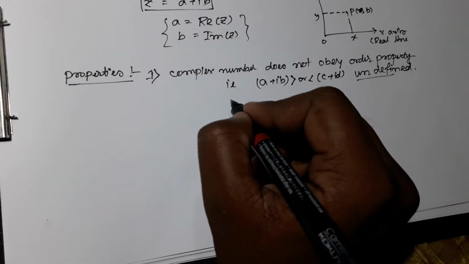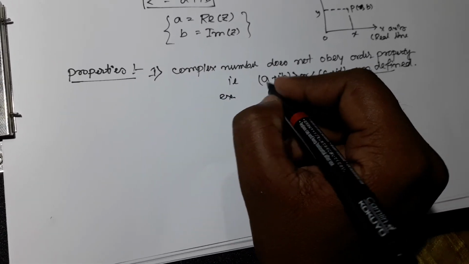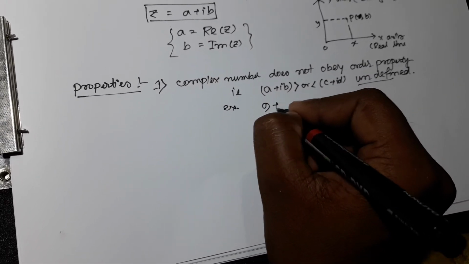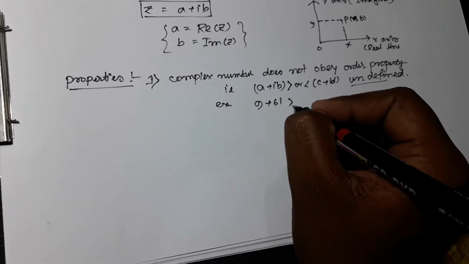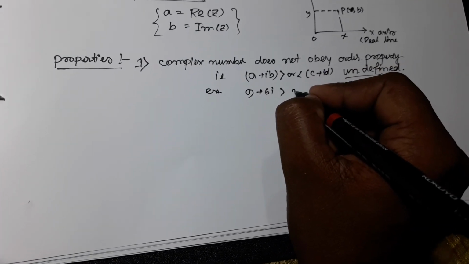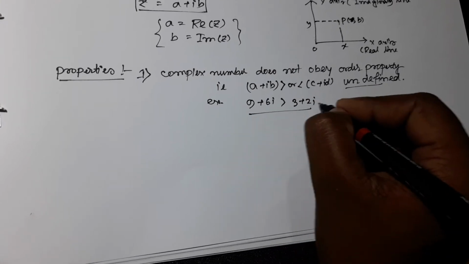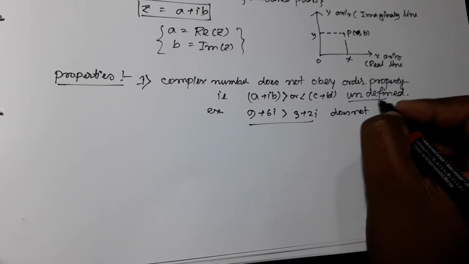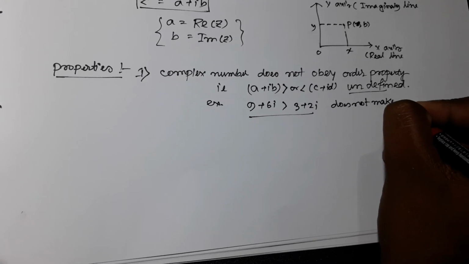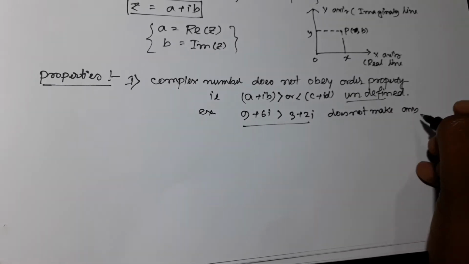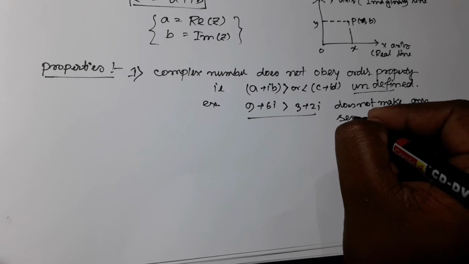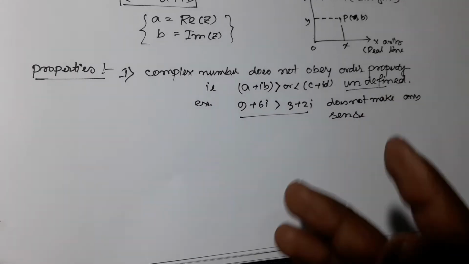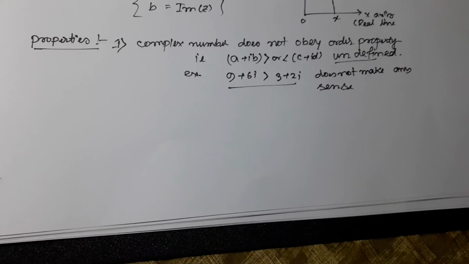For example, 9 plus 6i greater than 3 plus 2i. It does not make any sense.